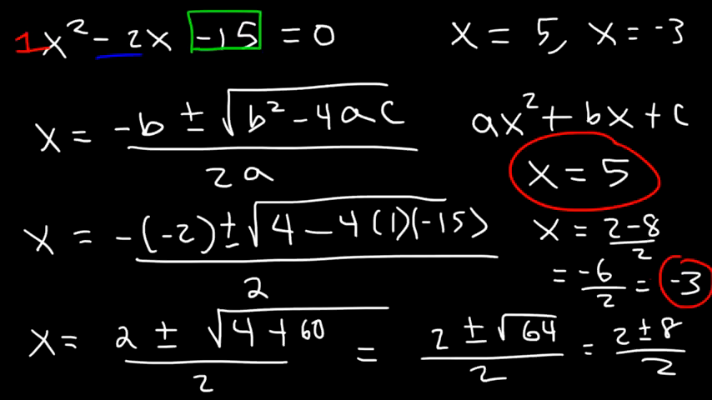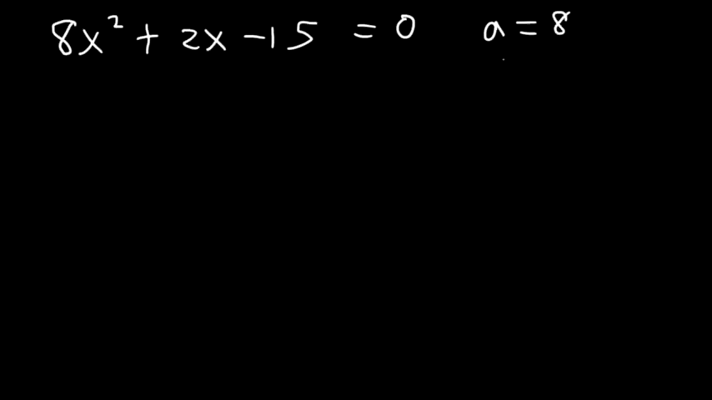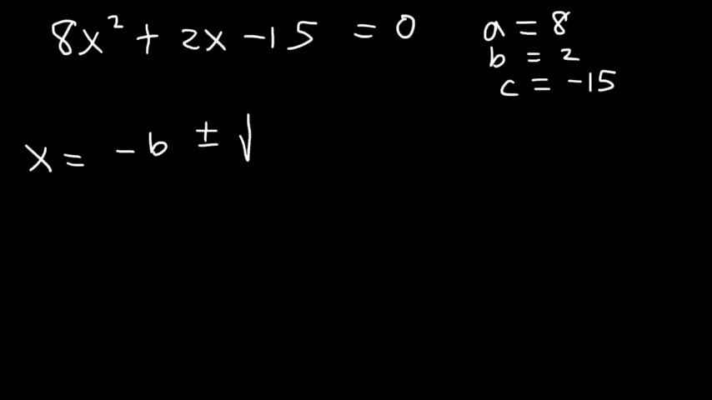So you can solve a quadratic equation by factoring or by using the quadratic formula. Now let's try another example. 8x squared plus 2x minus 15. Use the quadratic formula to find the values of x. So we can see that a is equal to 8, b is the number in front of x, that's 2. c is negative 15. So using the quadratic formula, x equals negative b plus or minus the square root of b squared minus 4ac divided by 2a.